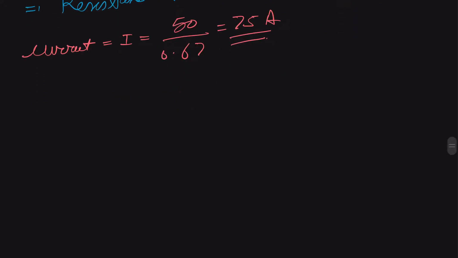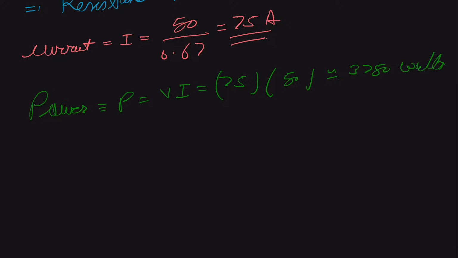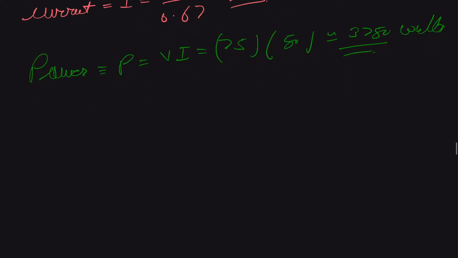Therefore, we can easily find out our power. So you can say our power P is equal to V times I, and this is 75 times our voltage given to us, 50, and this approximately will be equal to 3750 watts. So this is the value of our power, and we can find out our magnetic field.